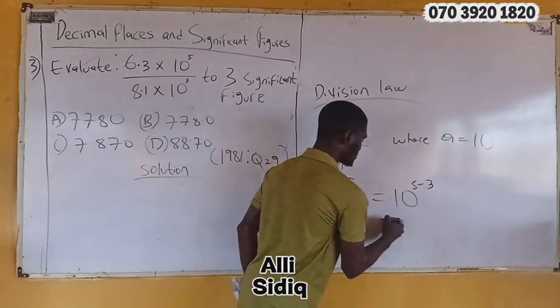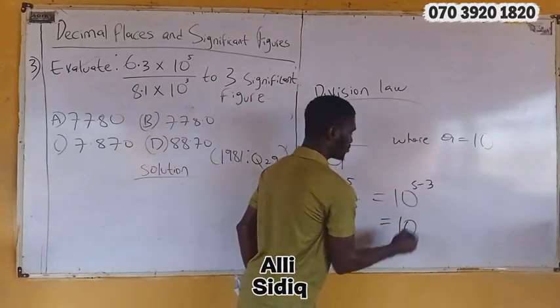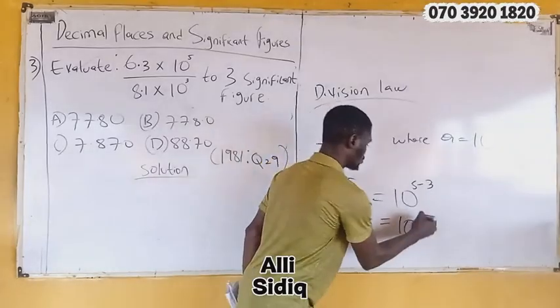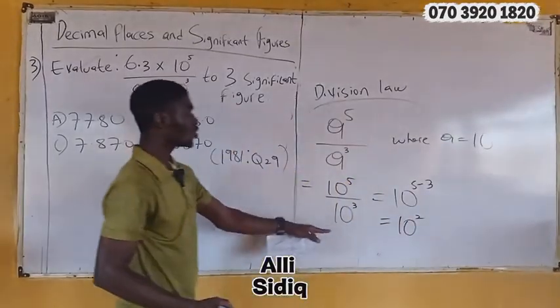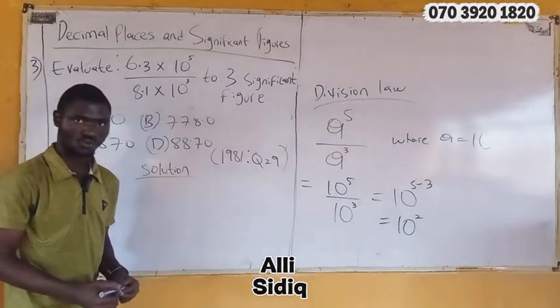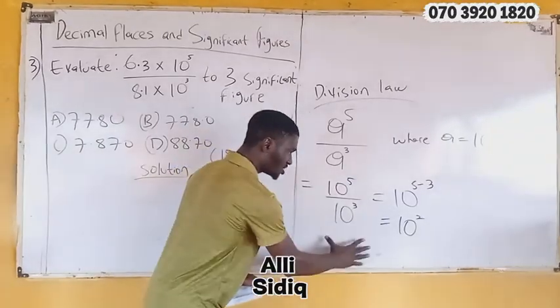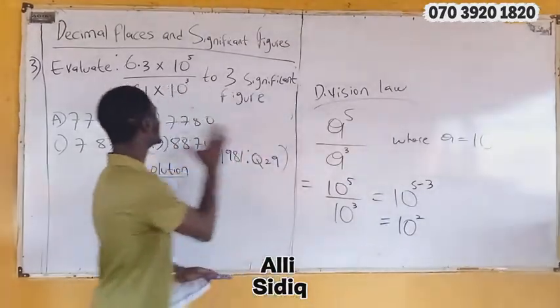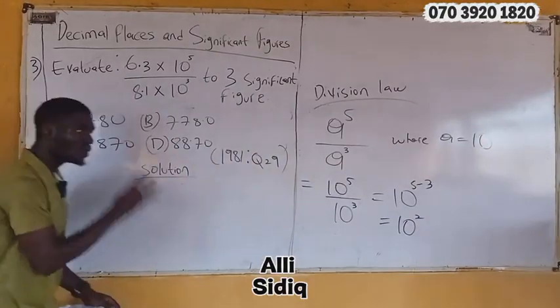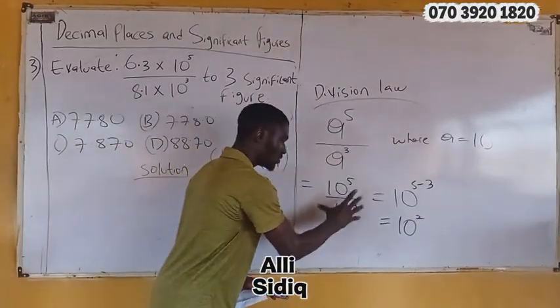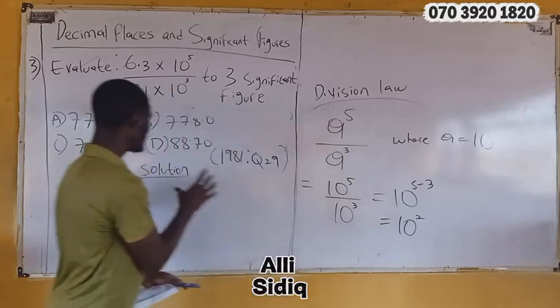So 10 raised to the power of 5 minus 3 becomes what? 2. So this is what we call the division law. The understanding of this knowledge is what you need to solve this particular question. Now let us use this law that we have gotten from here to solve this question.